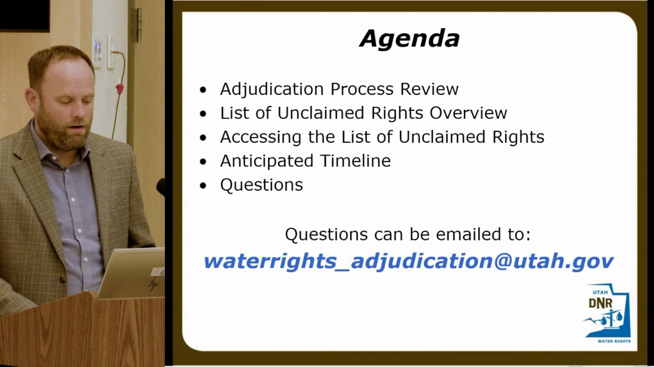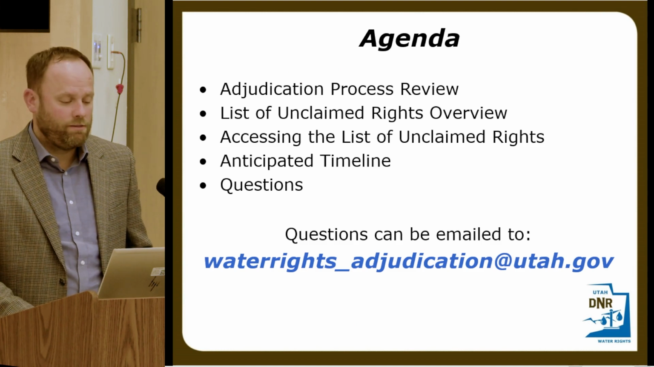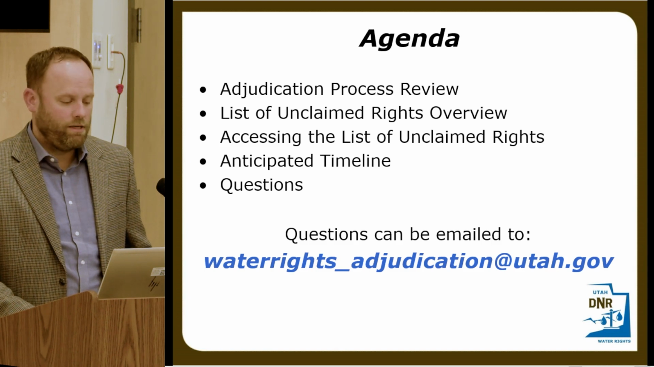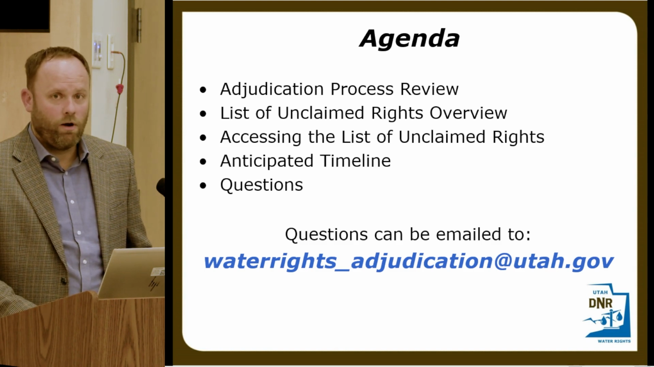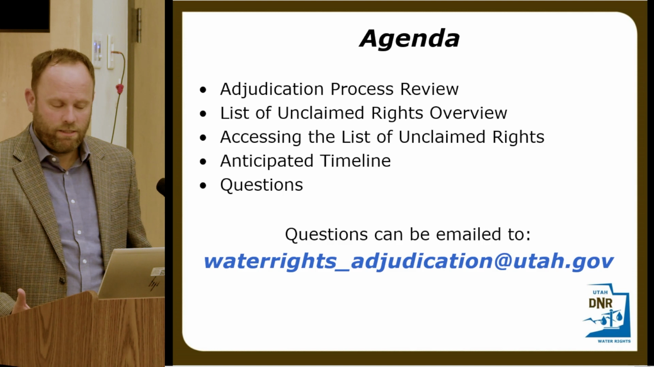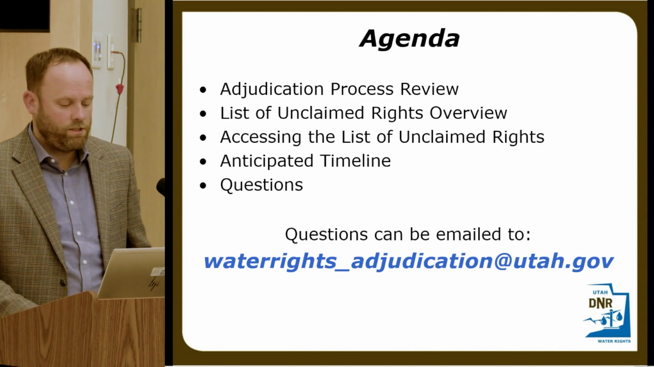So let's move along here. These are a few of the things we'll talk about tonight. We're going to review the adjudication process and where we are in that process. We'll talk about the list of unclaimed rights and how to file an objection. If you have a water right on the list of unclaimed rights, we'll talk about what you need to do. There are instructions in the document, and we'll review those. And we'll talk about how to access it, and then we'll talk about the timeline. Again, we're here for questions. You can see this email address that is listed on the screen right now.